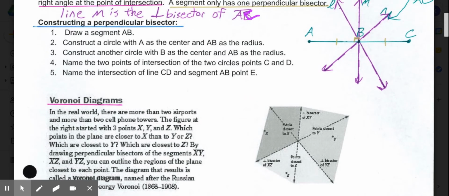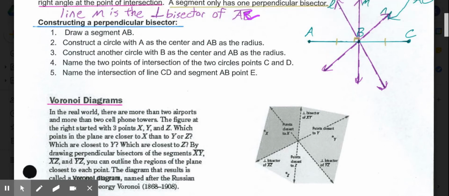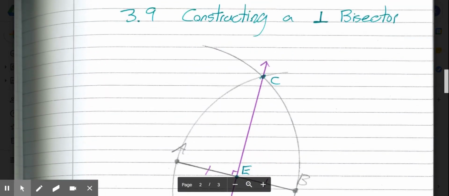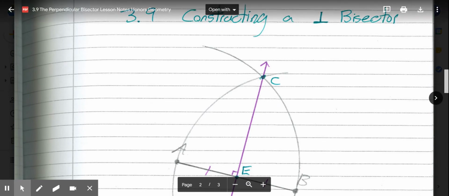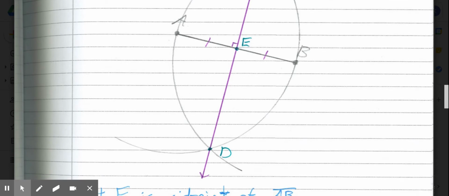Then there are 5 steps here on how we construct a perpendicular bisector. In order to do these constructions, you need two things other than a pencil and paper. You would need a straight edge, and you would need a compass. Then on page 2, I show you the final construction of a perpendicular bisector, what it looks like.